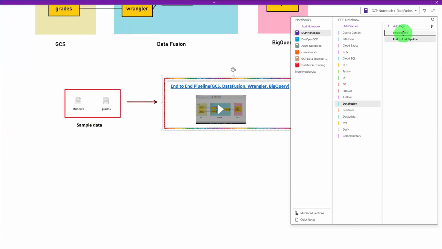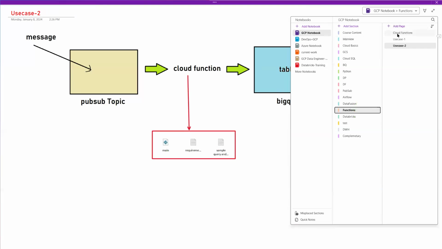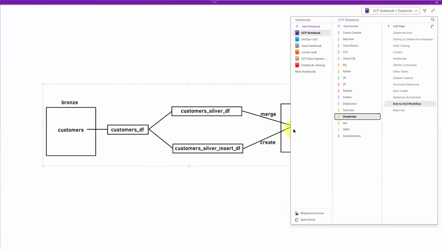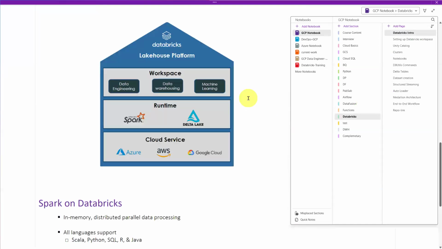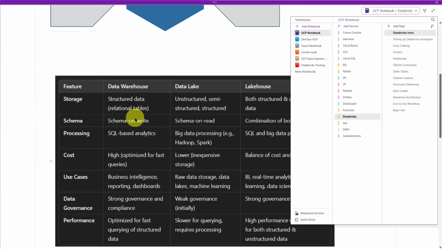Data Fusion. What is Data Fusion? End-to-end pipeline creation for Data Fusion. What are Cloud Functions? Use case 1, use case 2. Databricks. What is Databricks? What is Lakehouse? How is the Lakehouse different from the data warehouse as well as the data lake? Why is the Lakehouse required?